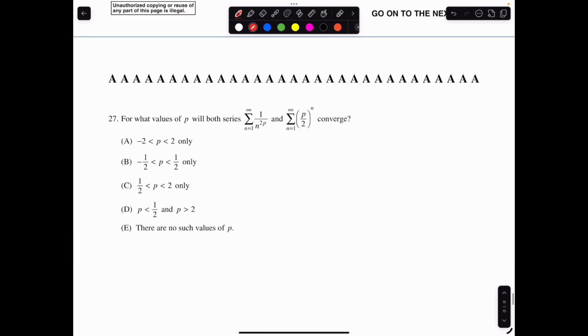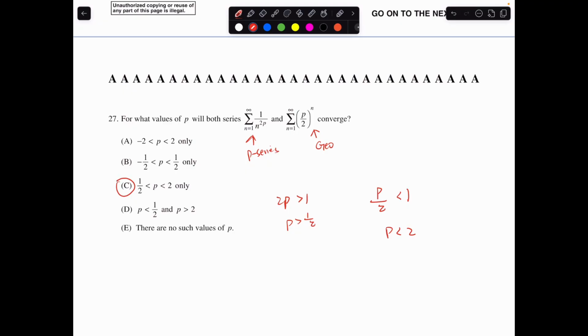All right, for what values of p will both series converge? The first one is a p series, and the p series will converge when the power is greater than 1. Then p has to be greater than 1/2. And for this one, we have a geometric series, and the geometric series will converge as long as whatever is inside is less than 1. So then p has to be less than 2. And those endpoints are not included also. So it has to be less than 2 and bigger than 1/2. So for 27, the answer is C. Just remember those are not included.